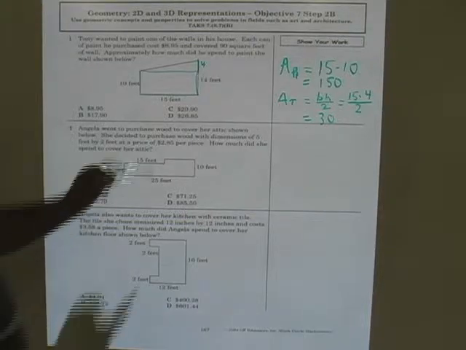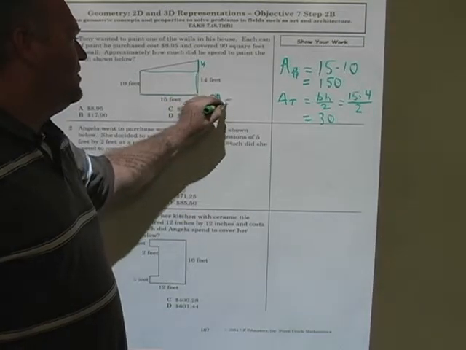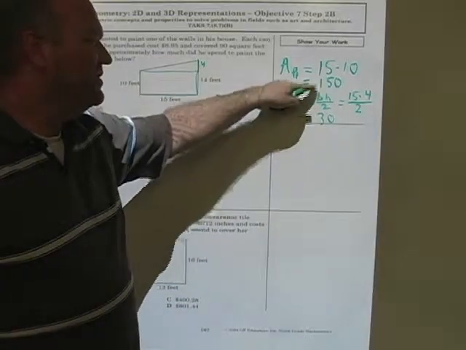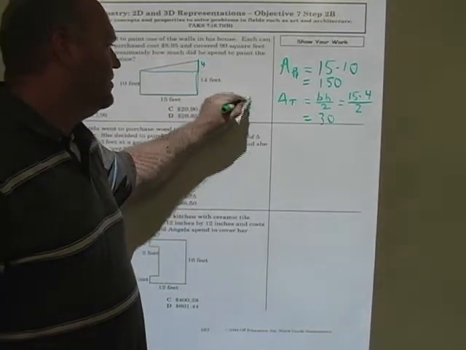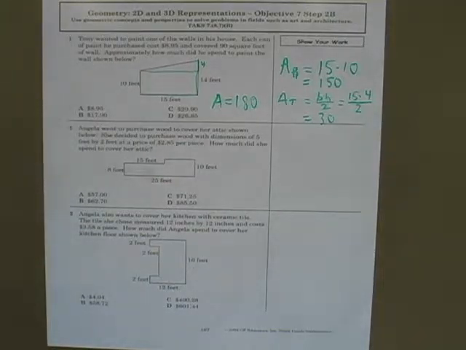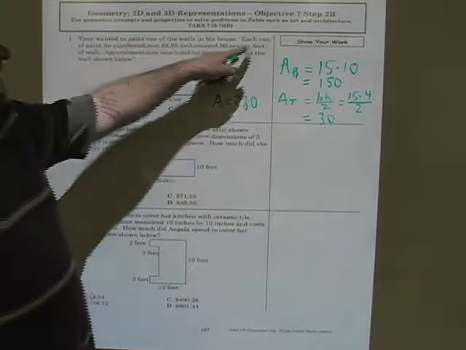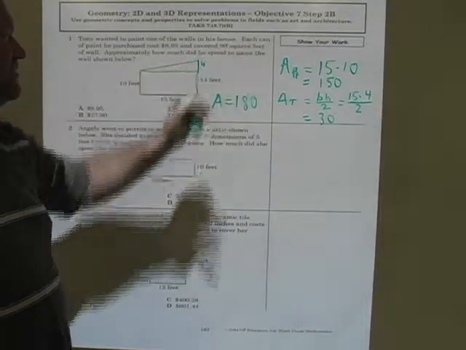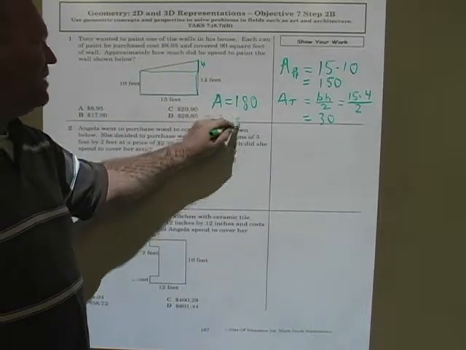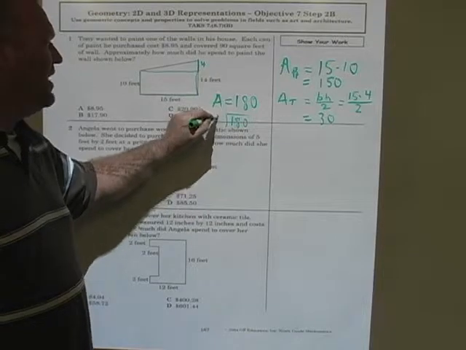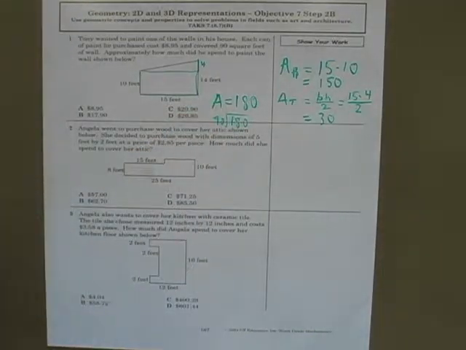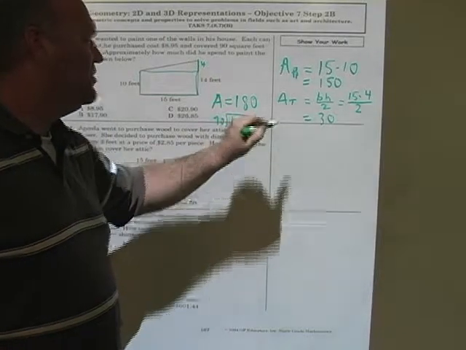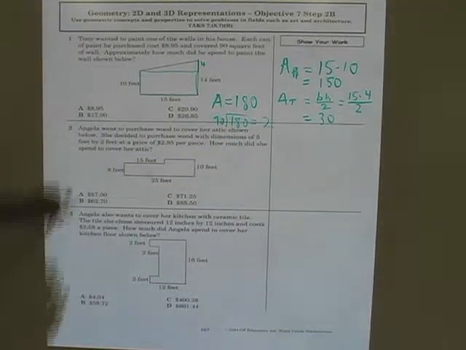So the area is going to equal the rectangle plus the triangle. The 150 plus 30 is 180. Okay. Now it says each can covers 90 square feet. So we need to take 180 divided by 90 to see how many cans we need. And that equals 2 cans.